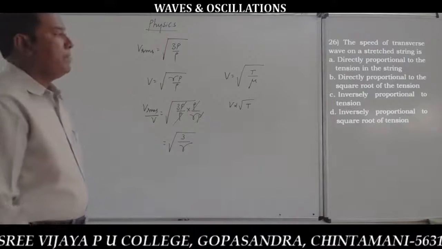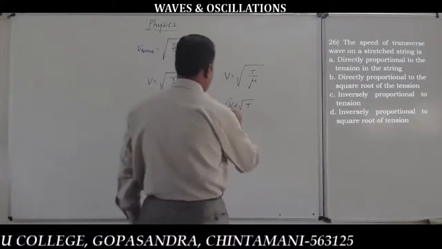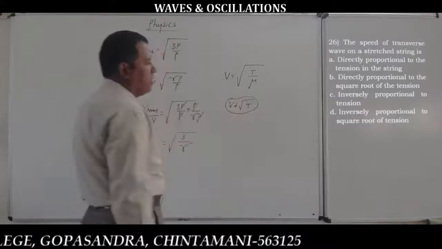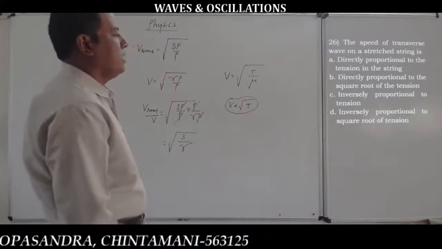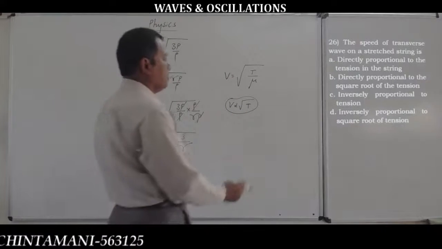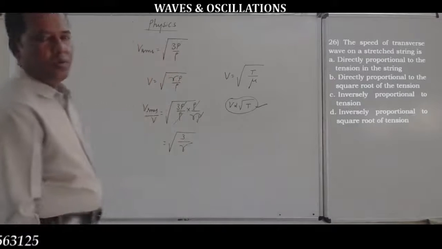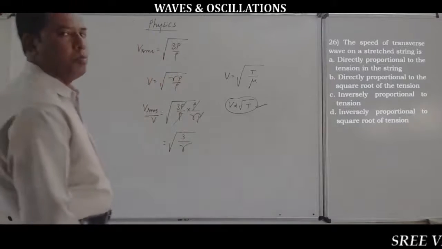Option B, directly proportional to the square root of the tension, is of course valid. The other option, inversely proportional to the square root of tension, is not. Therefore, the correct option is B. It is directly proportional to the square root of the tension. Option B.